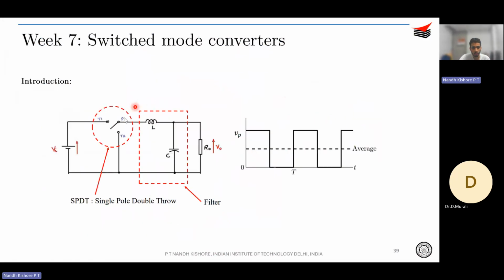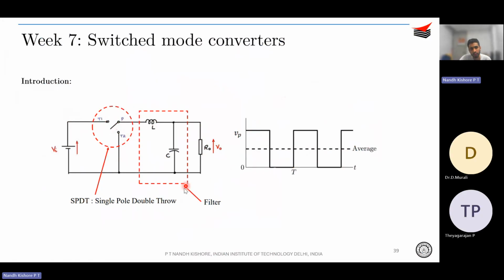Okay, so shown over here is a typical realization. What we can do is we can have a single pole double throw switch. If the pole is connected to throw 1, right, then V in is directly connected to the output. Okay, and if the pole is connected to throw 2, then the output is connected to ground. Okay, that is how we switch between V in and 0. And in order to average it out, we can have an LC filter over here that will average out this continuously switching node waveform.